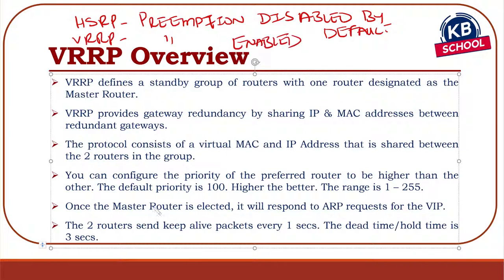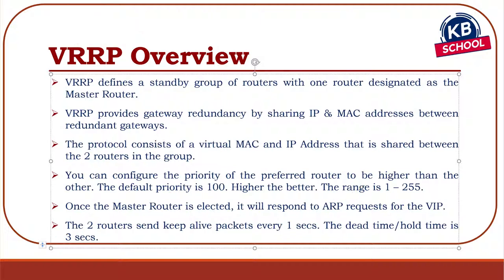All right. Once the master router is elected, it will respond to the ARP request for the VRRP, exactly the same. Now the interval changes from 3 seconds and 10 seconds to 1 second and 3 seconds. 1 for hellos and 3 for the dead time. All right. Configuration commands, slight difference, but not that big of a deal.